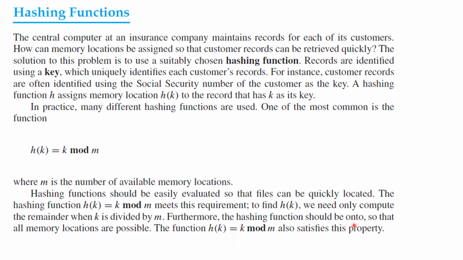Furthermore, the hashing function should be onto so that all memory locations are possible. And this is also an onto function because for every value in mod m, you certainly can find something that maps to it. In fact, you can find many things, so it is not one-to-one.